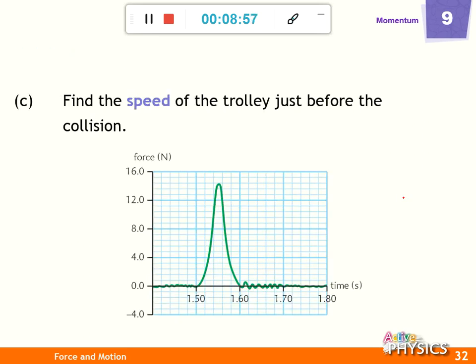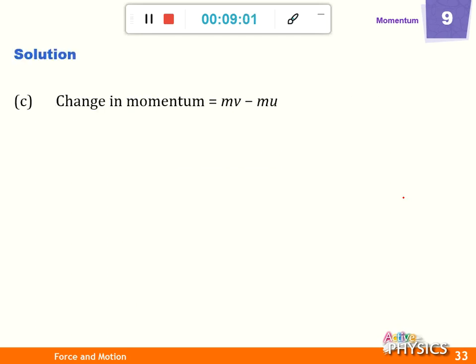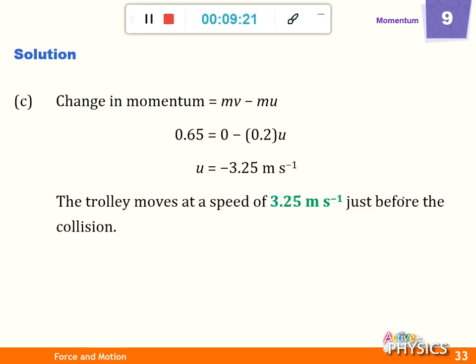Part C, find the speed of the trolley just before collision. We know that the change in momentum is this. Okay, change in momentum is 0.65. Finally, it stops here, and the initial momentum should be 0.2 U. After the calculation, you can find that U should be 3.25.